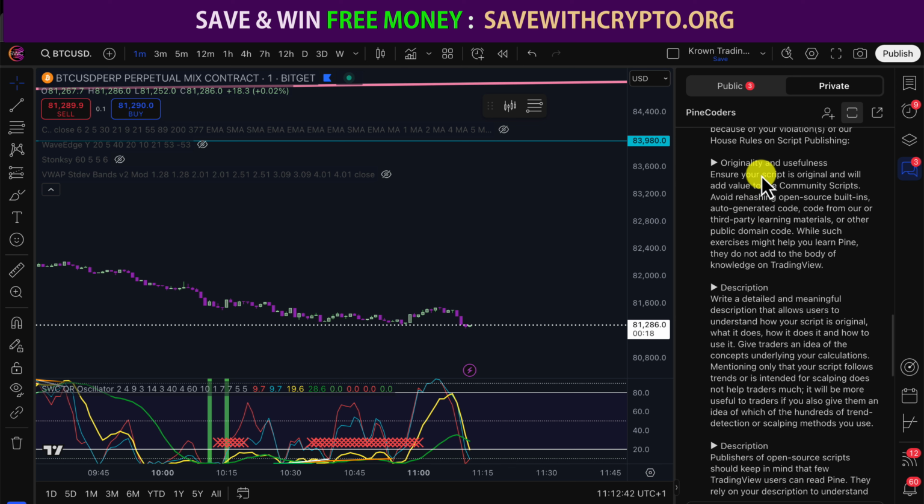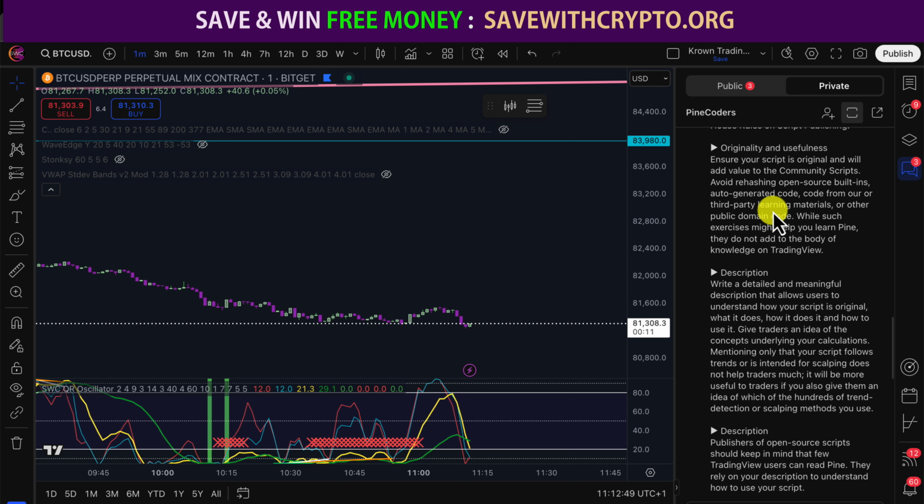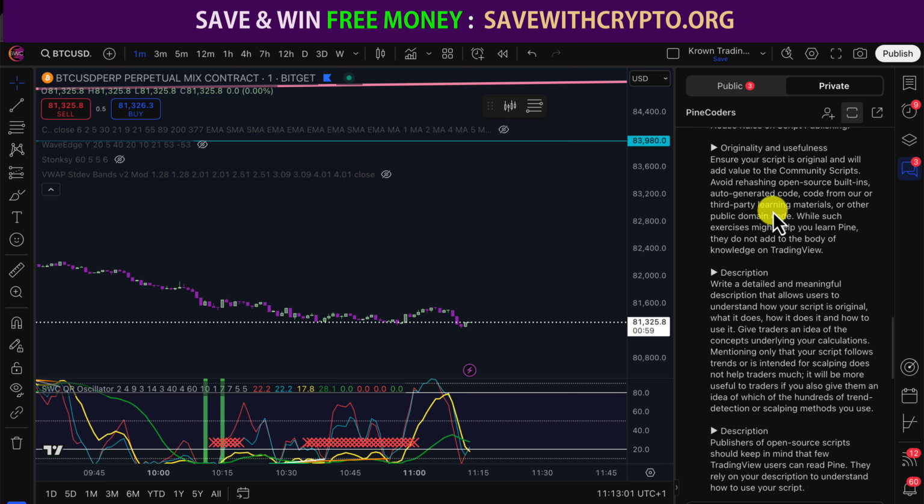Okay, so here it talks about the originality and usefulness of the script. It says to avoid rehashing open source code, which I suppose is effectively what I did. The only thing is the original code doesn't exist anymore. Okay, so there's that to address.